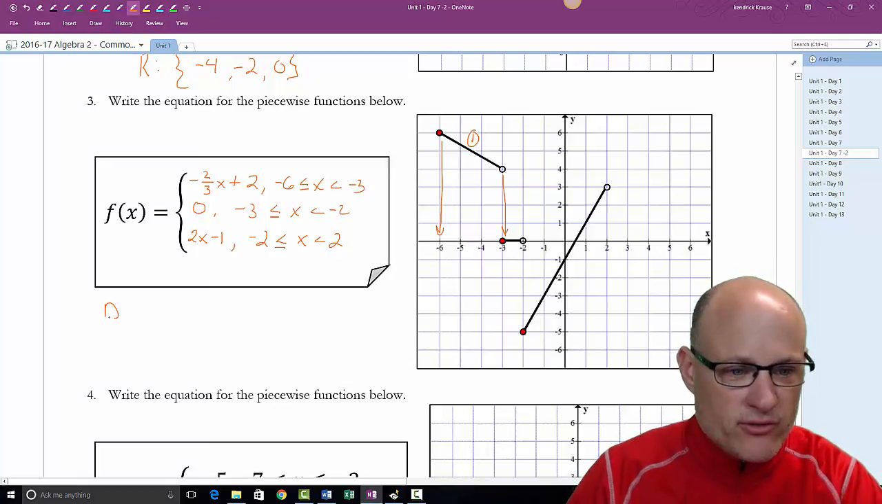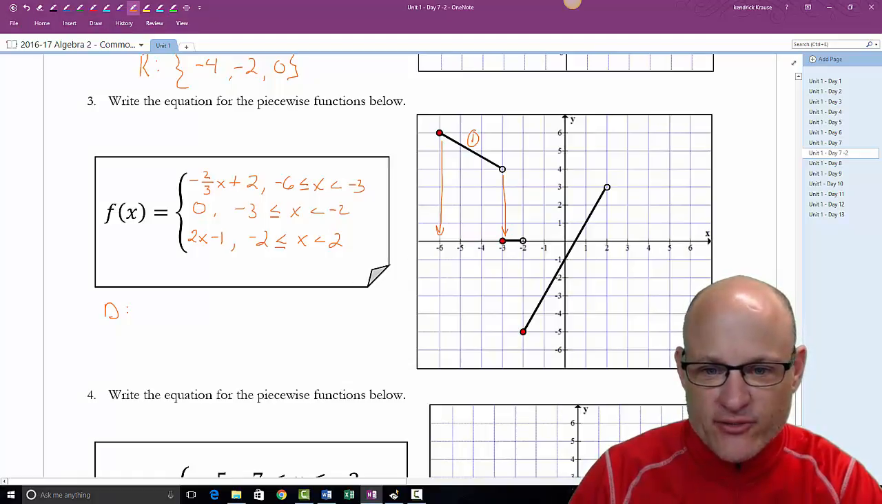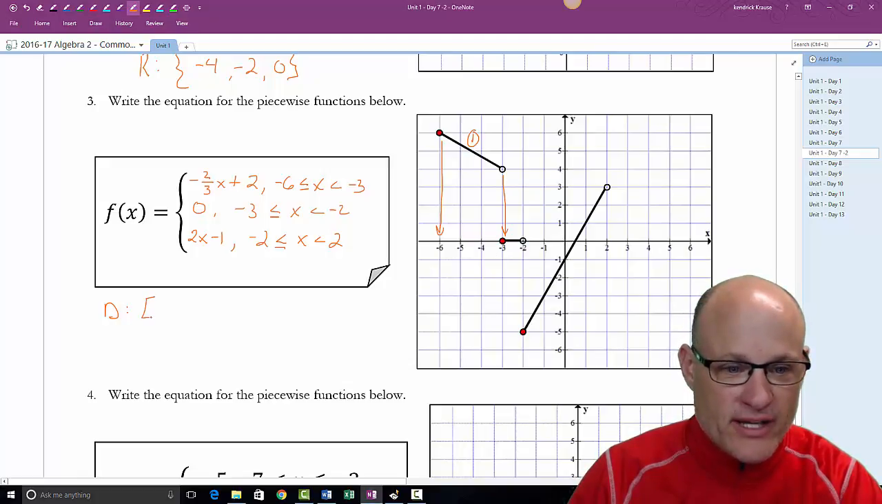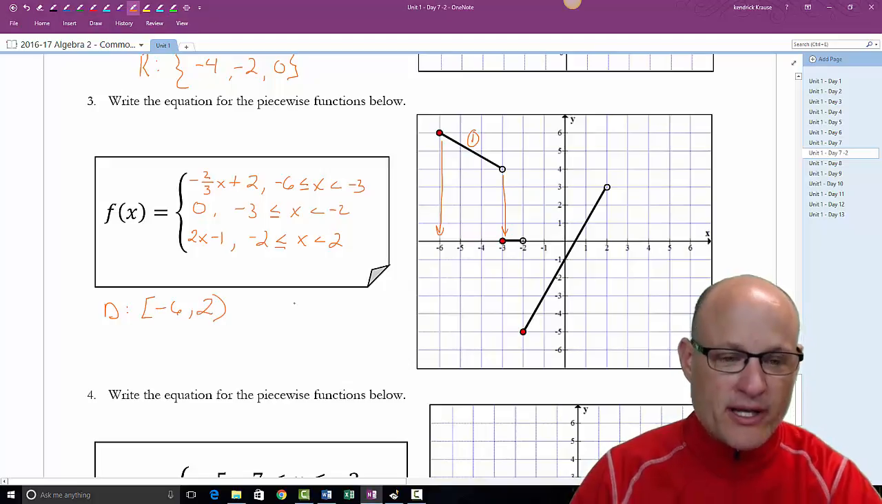What's the domain and range? Just for fun. Domain. Ooh, man. Domain starts at -6. Let's see. -5, -4, -3 it's down here. -2, yep. -2 it's down here. And it goes all the way over to 2. So it goes from -6 to 2 with no breaks, but we can't include 2.